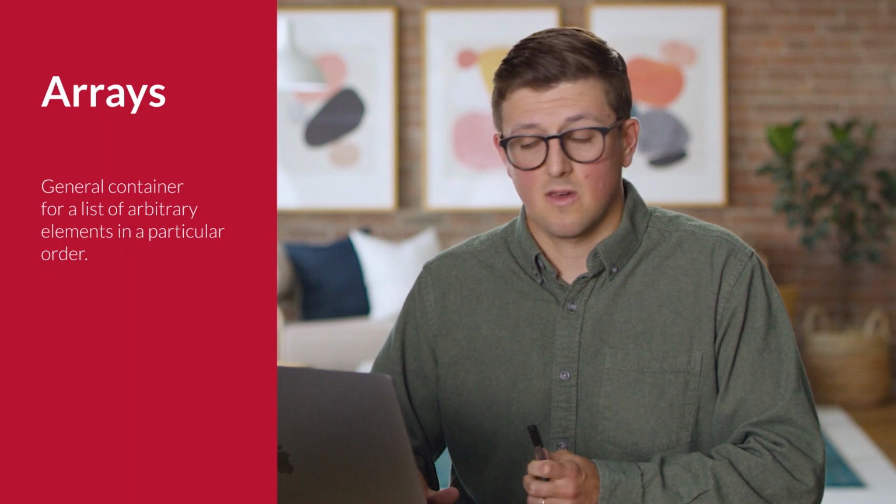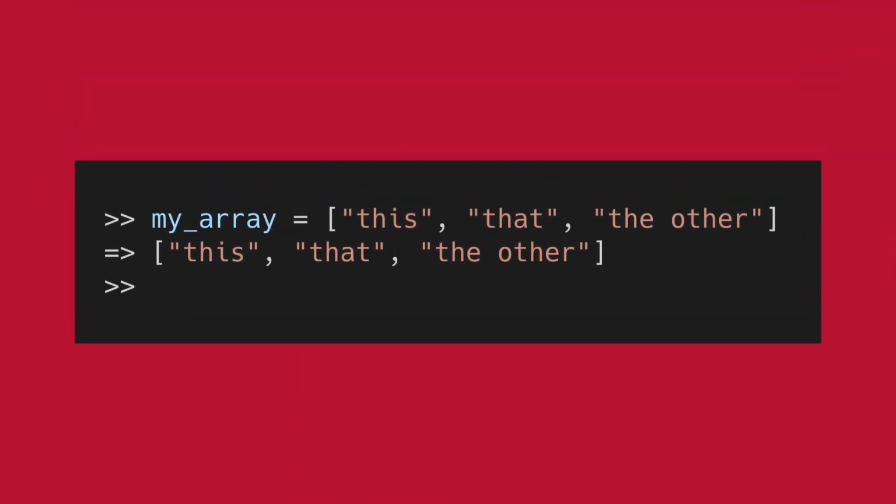The next type we want to talk about in Ruby is the array. Now, array is a data type which is a general container for a list of arbitrary elements that are in a particular order. Okay? The simplest way to create an array in Ruby is just using an array literal. So in this case, we have a variable called myArray, and we just literally type the array out. So in this case, an array is the bracket, so we type an open bracket, and then in this case, we have a series of strings that are separated by commas, and then a closing bracket. Now when we hit enter in our console, it will return that array that we just created.